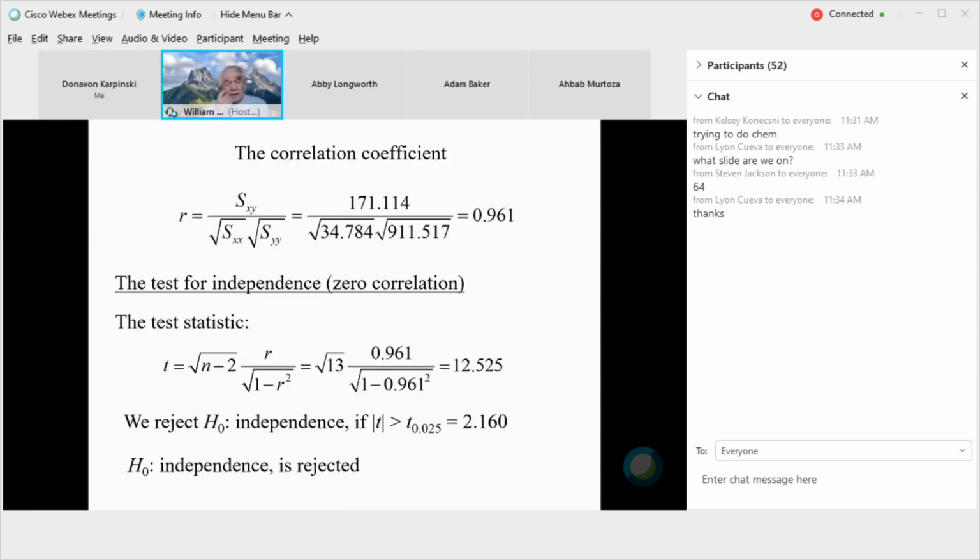The test for independence. The test statistic is square root n minus 2 times r over square root 1 minus r squared. N was equal to 15, n minus 2 is 13, r was 0.961, t is 12.525. We're going to reject if t is greater than t.025, 2.160. It is greater, so independence is rejected.